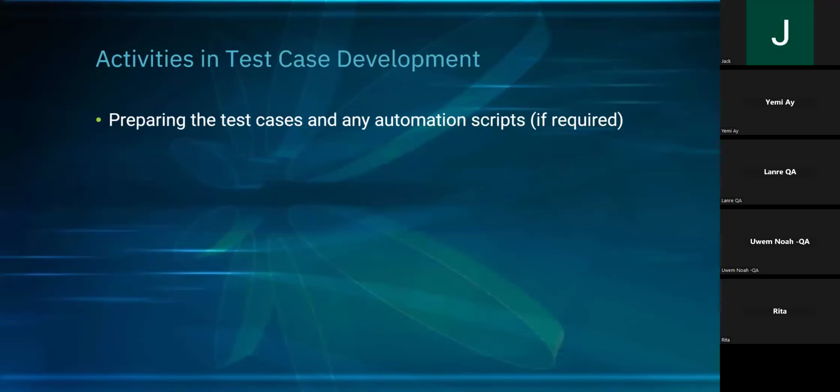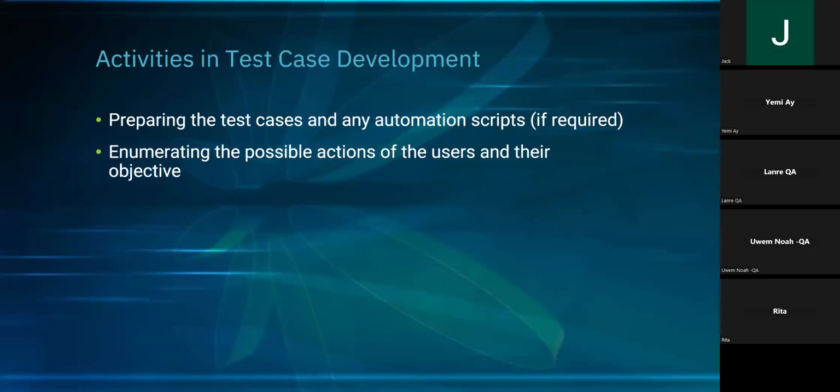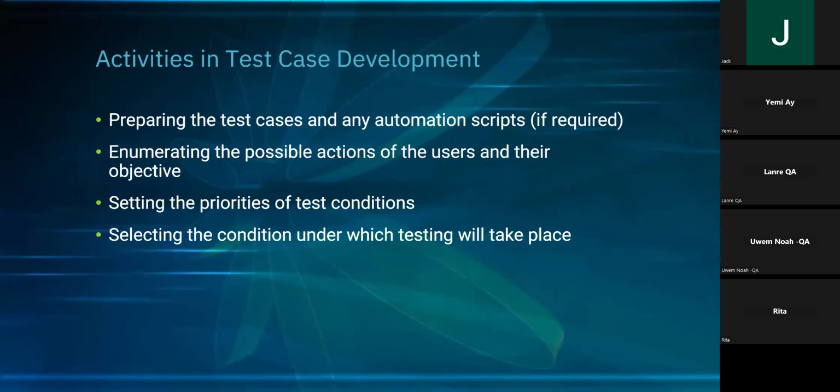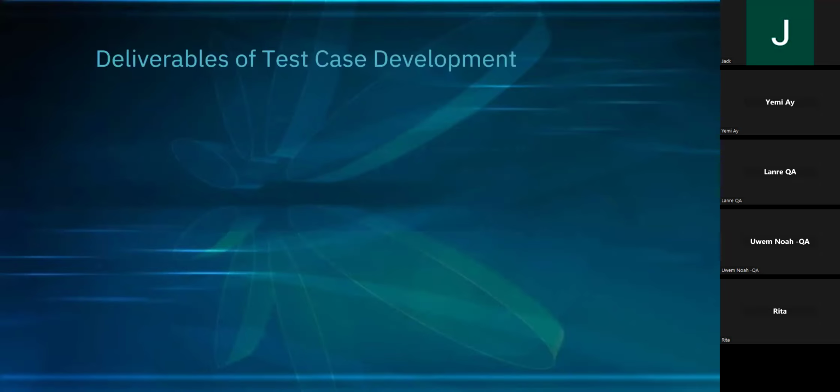Activities in test case design. I love this topic. Preparing the test case and any automation script if required, enumerating the possible actions of the users and the objectives, setting the priorities of the test conditions, selecting the conditions under which tests will take place, documenting any test conditions, and verifying and correcting the test cases based on modification. So those are the activities of test case design.